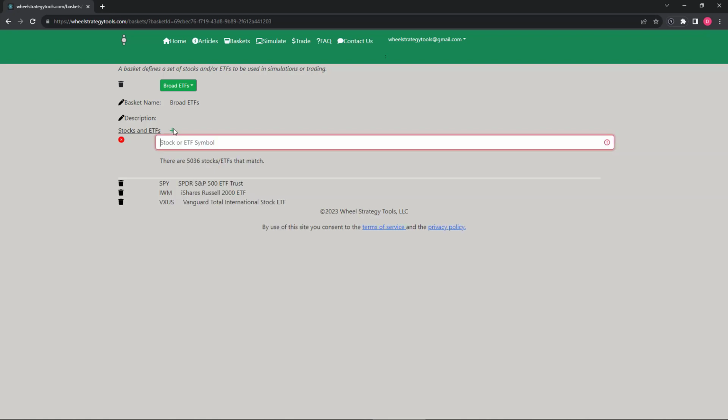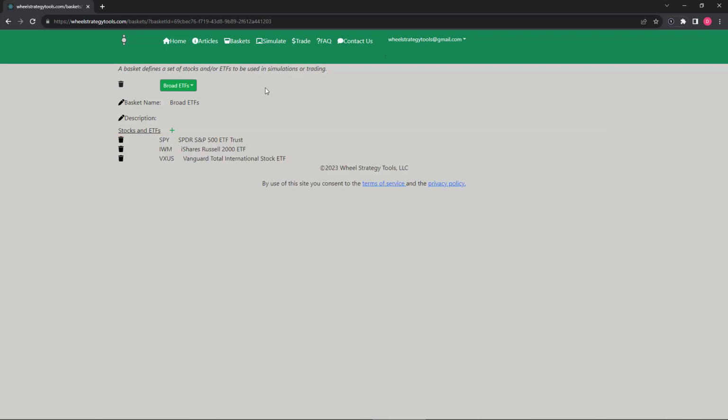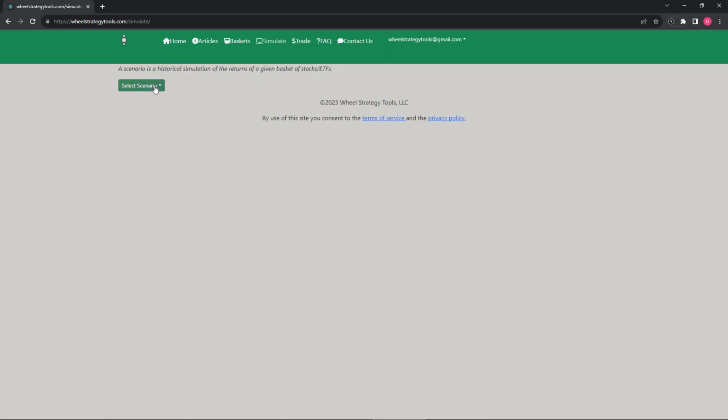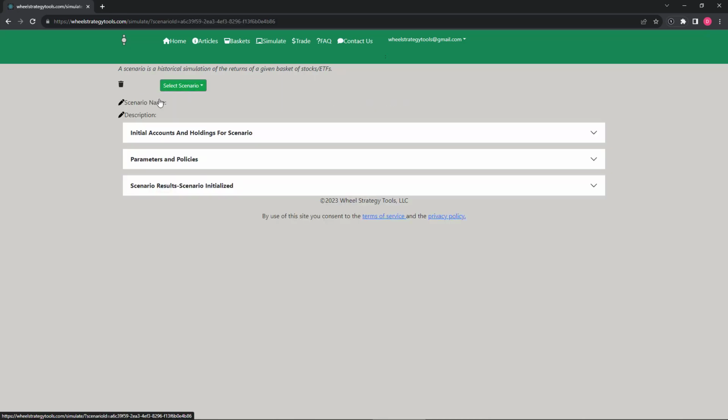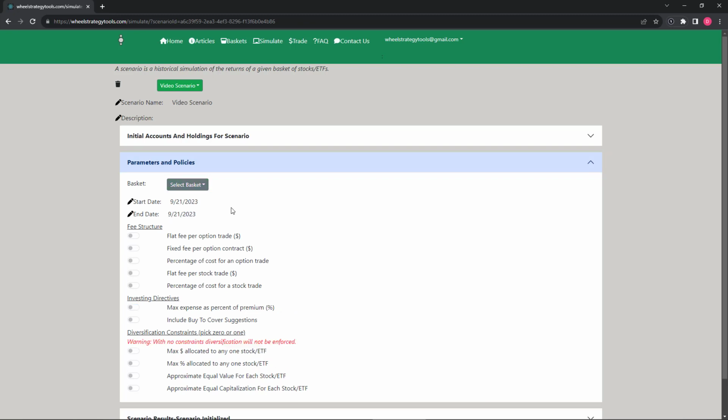Now, open up the simulation and open the video scenario we created in the video on setting up an account. The link to that video and the article is given in the description. Open the Policies and Parameters section. For the basket, select the Broad ETFs basket we created. If you were going to run a simulation, you'd also select a time range to cover the simulation.